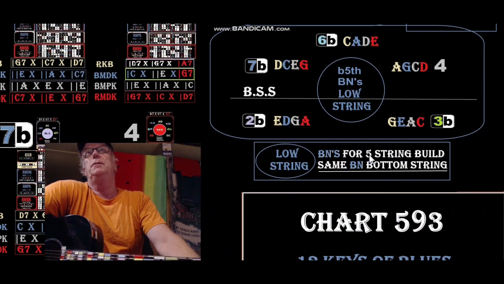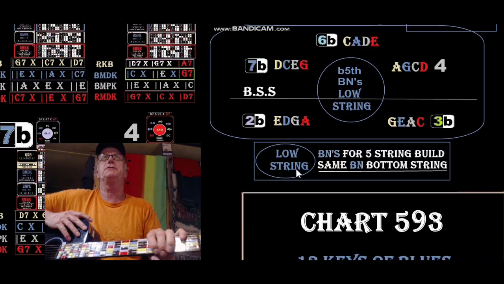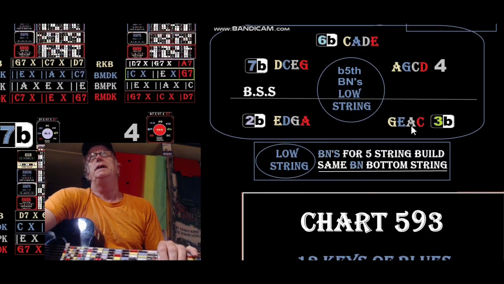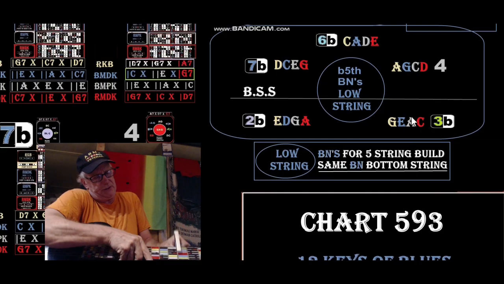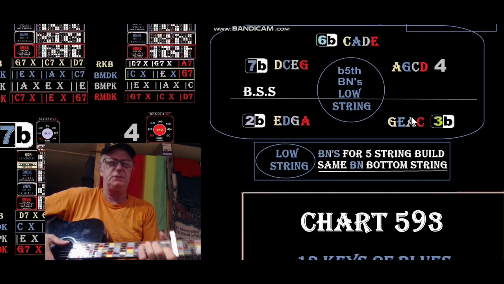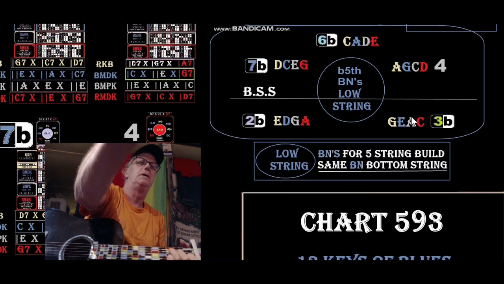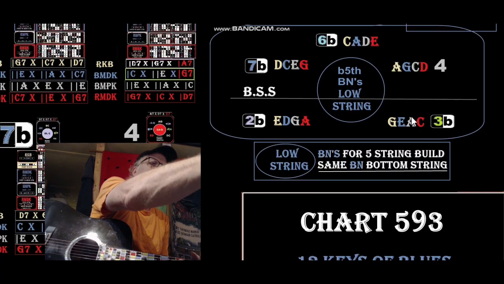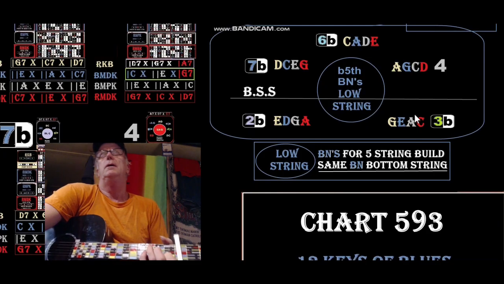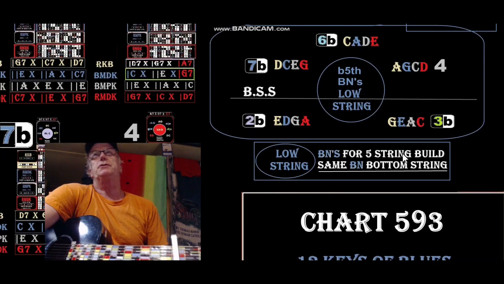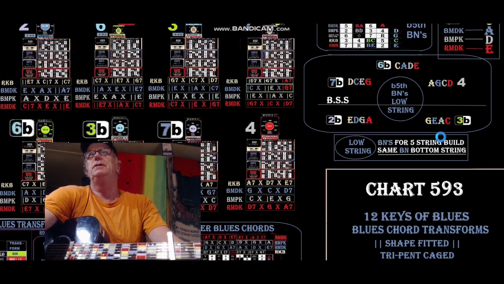And the blues note for 5-string builds, same blues note on the bottom string. So we put the blues note on the bottom string here. So let me get the capo so when we look at in C, if I play a C-shaped C here, we have these blues transformations here.